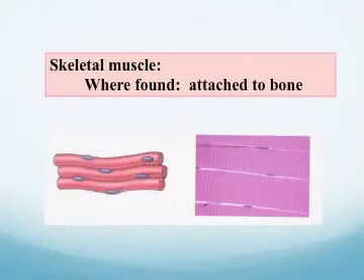Where found? Here there's only one where found for skeletal muscle cells, and they're attached to bones. Here's a diagram on the left and an actual microscopic picture on the right. The lines you see are called the striations, or you might think of that in everyday language as striped. The blue dots are the nuclei. So you can see there's several nuclei in each cylinder. Each cylinder is a muscle cell.